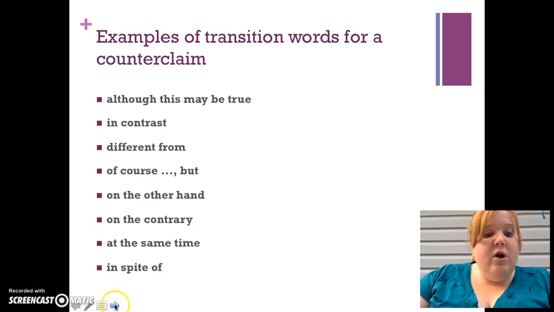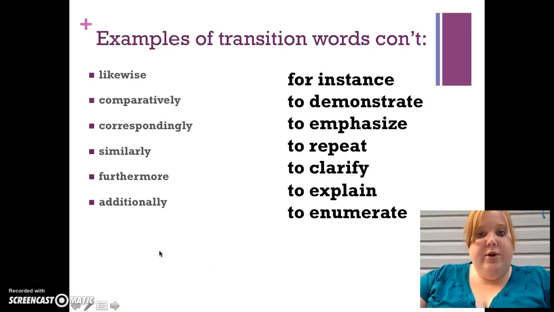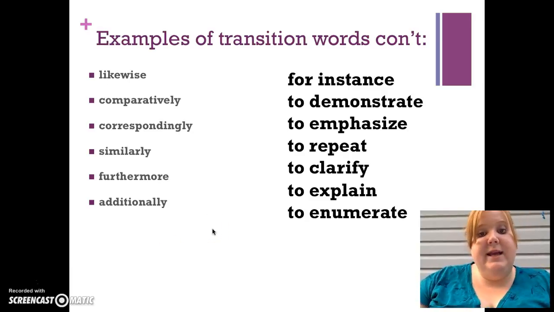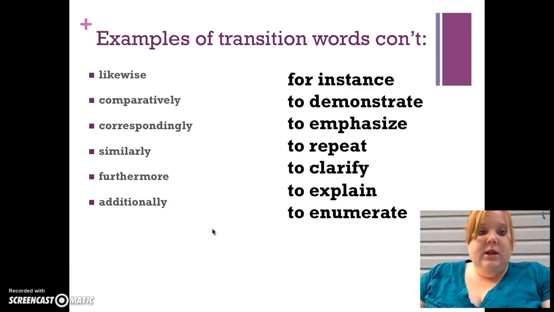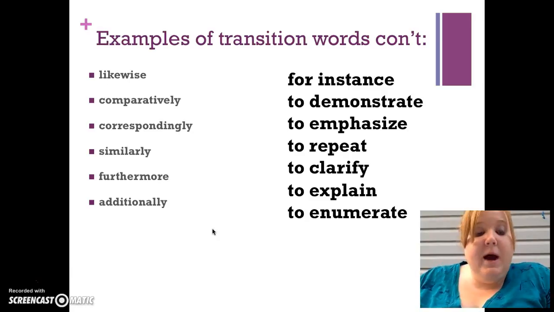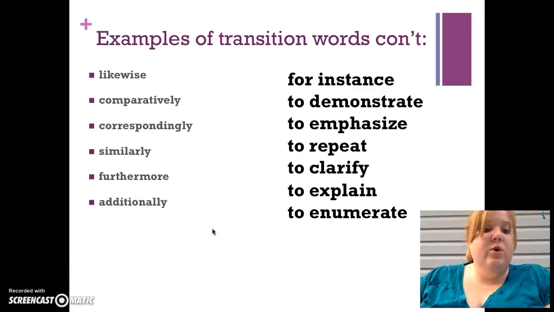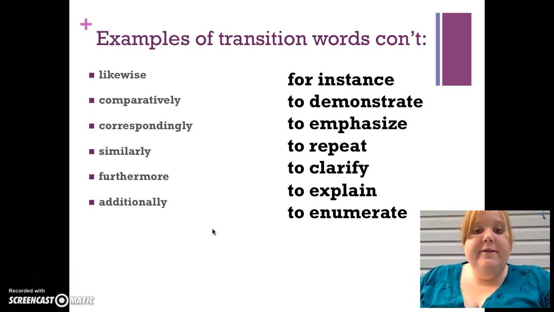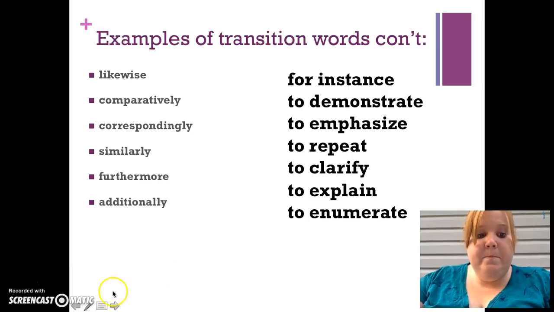There are also transition words for other types, such as saying in addition or to provide examples. You can see here: likewise, comparatively, correspondingly, similarly, furthermore, additionally, or to clarify more examples, for instance, to demonstrate, to emphasize, to repeat, to clarify, to explain, to enumerate. We need to make sure with transition words that we are actually showing the reader examples instead of just telling them, using imagery in our writing.